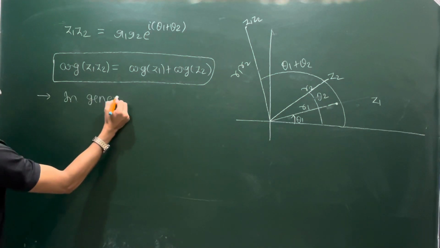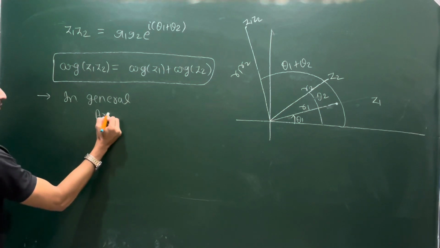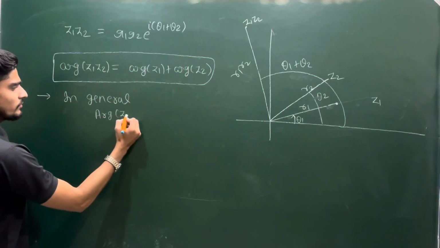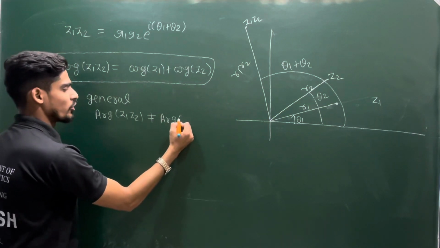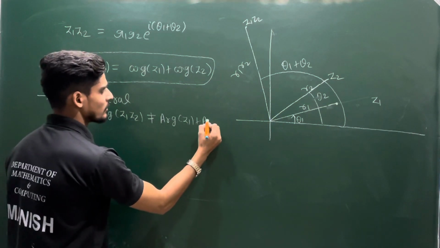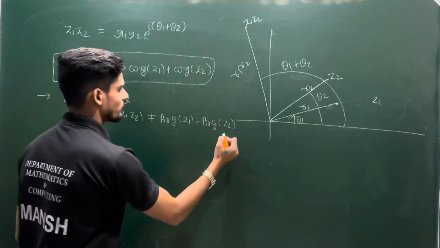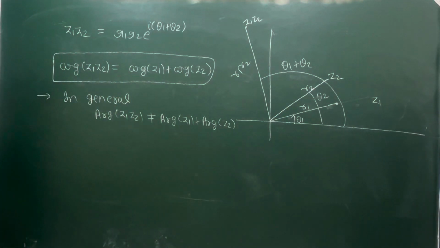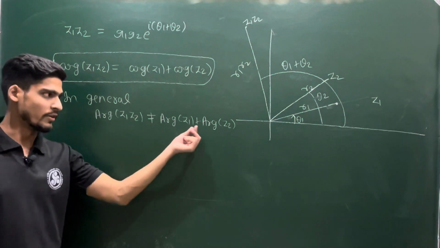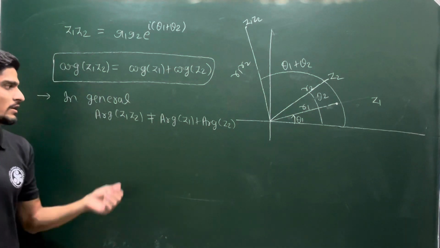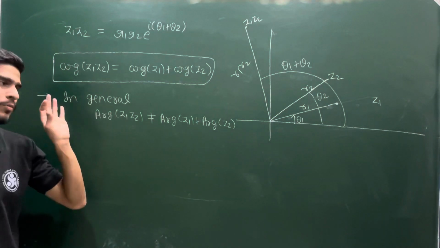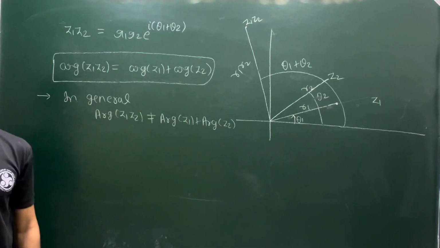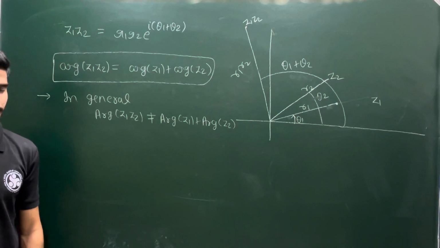In general, the argument of z1 z2 is not the same as the argument of z1 plus the argument of z2. Can you construct some example without using your pen? Can you select your z1 and z2 in such a manner? Suppose I choose both negative numbers. Suppose my z1 is a negative real number. z1 is minus 1, z2 is minus 1.